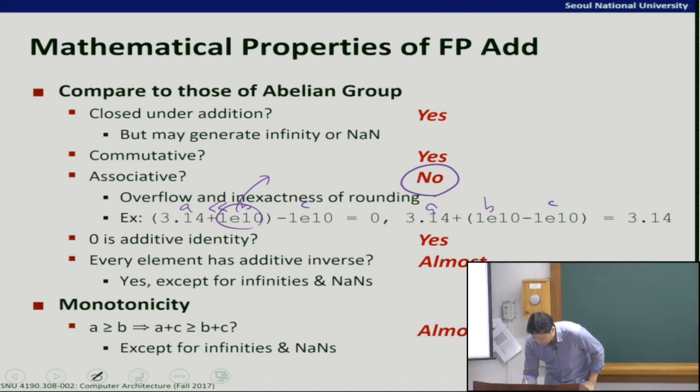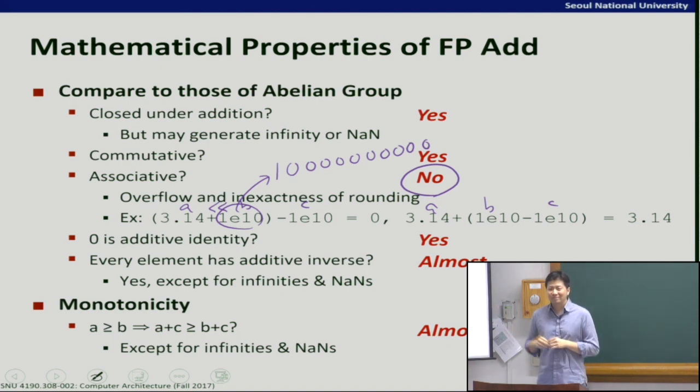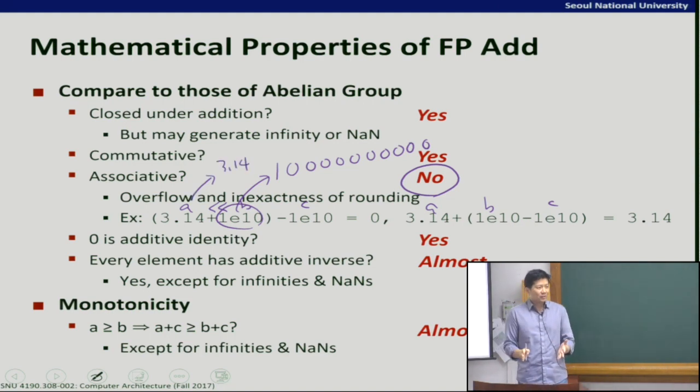If you expand it, it looks like 1 followed by 10 zeros. Don't count it, just 10 zeros. And A is a relatively very small number, 3.14. If you add these two numbers, the answer will be 10000000000.14, right? But let's say this number is too wide to fit in the bits in the mantissa. Then it'll be truncated, and we're going to lose some valid digits.